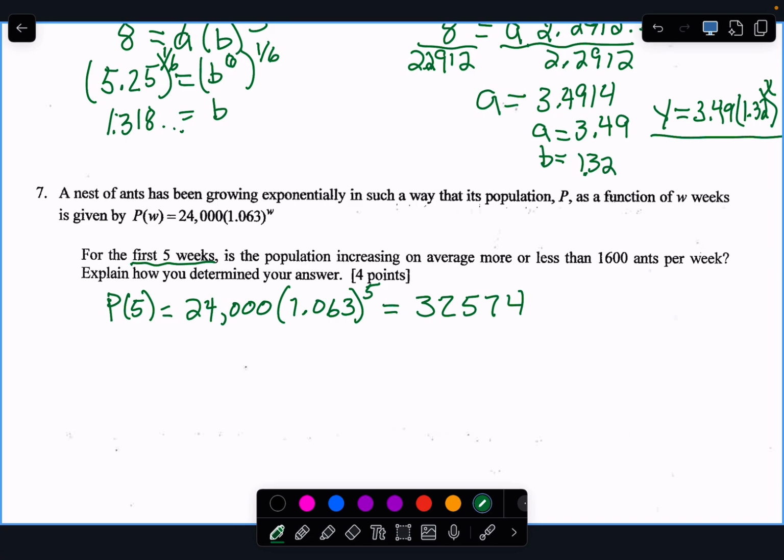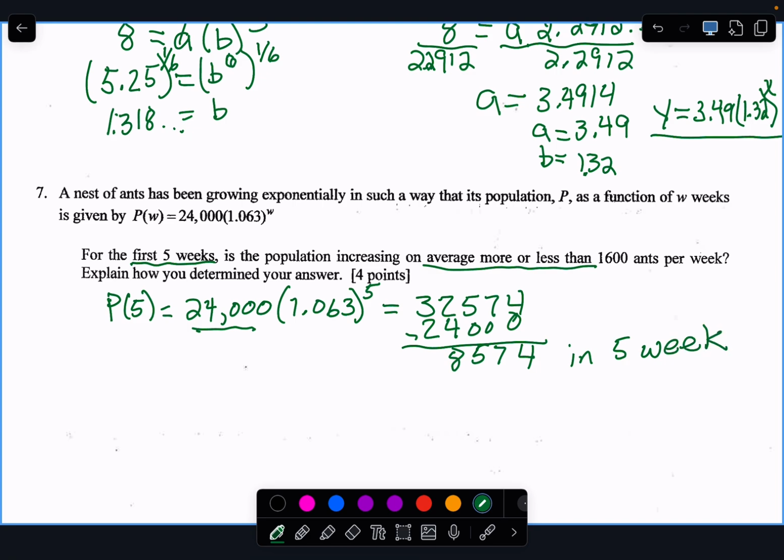Okay? They want to know if there was more or less 1,600. So there is an increase. So it's going to be more ants, right? We started with 24,000, and now we have over 32,000, so it's an increase. But we're going to subtract these. This is how many in 5 weeks. Right? So this became 8,574 in 5 weeks.